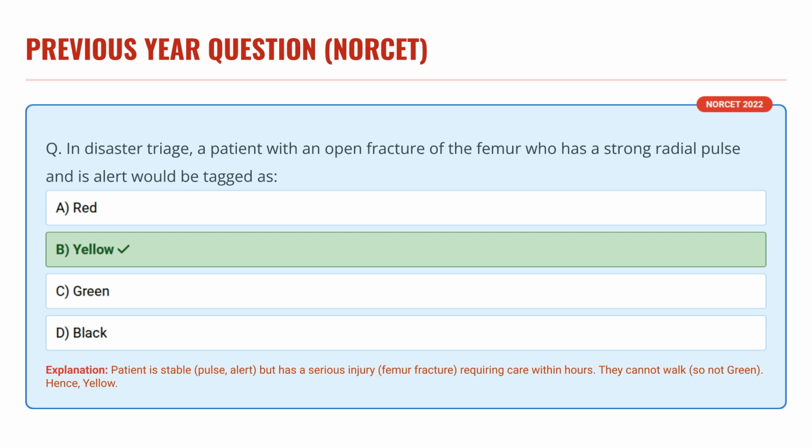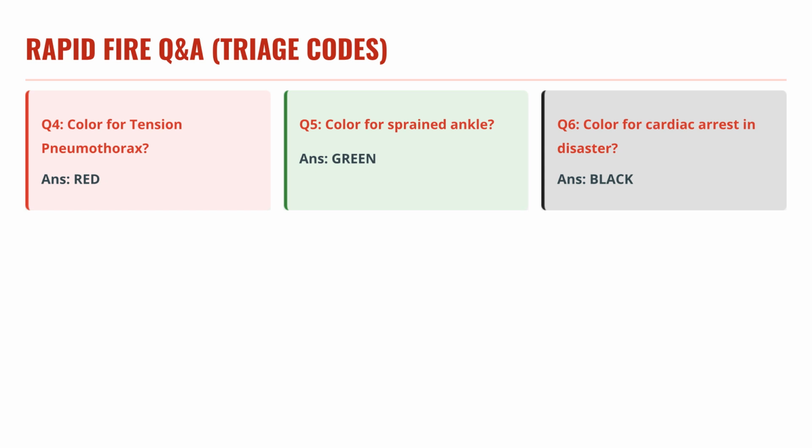A patient with a stable open fracture who is alert would be tagged yellow. They are serious, but stable enough to wait and cannot walk to the green area. A tension pneumothorax is tagged red. A sprained ankle is green. Cardiac arrest in a mass disaster setting is tagged black.